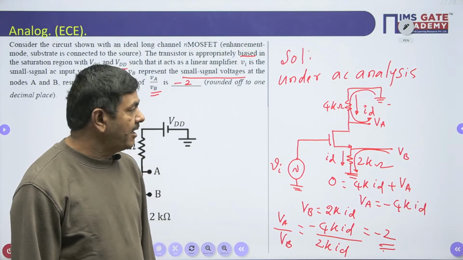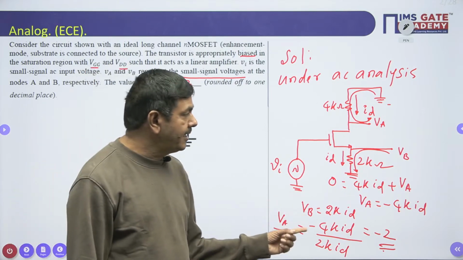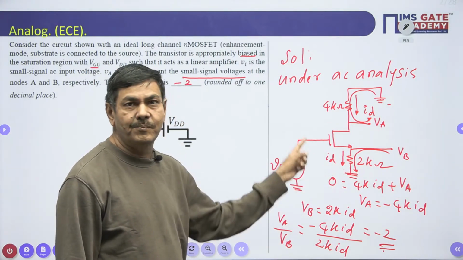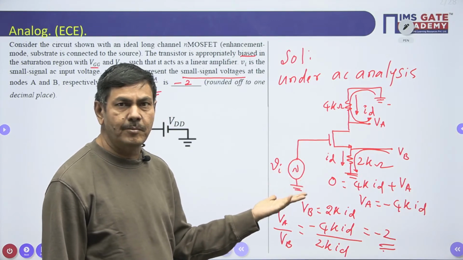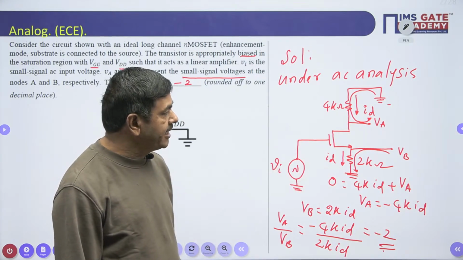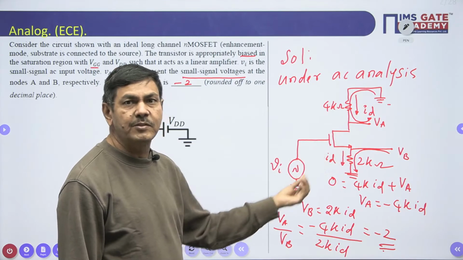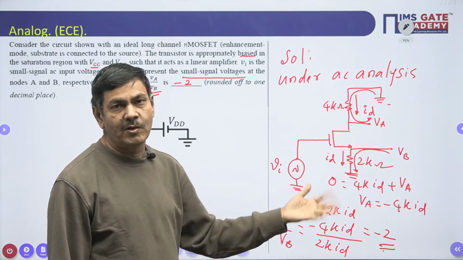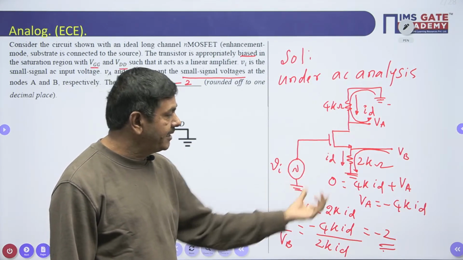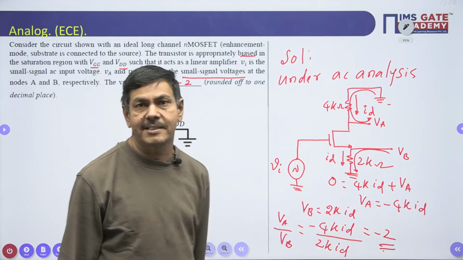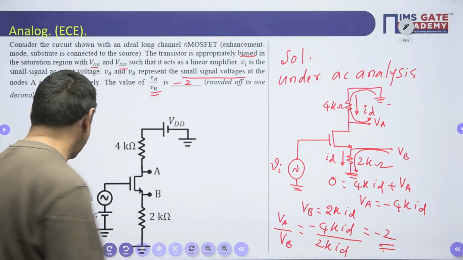Some students may say, sir, I will draw the AC equivalent circuit for the MOSFET also. If you want, you can draw. It's not a problem. Even if you draw the AC equivalent circuit for the MOSFET, it's going to take some time also. So I want to save the time. If you want to save the time, this is the best way to get the answer. Understand? Yes, I will do the next question now.